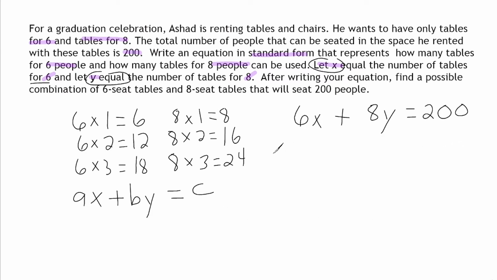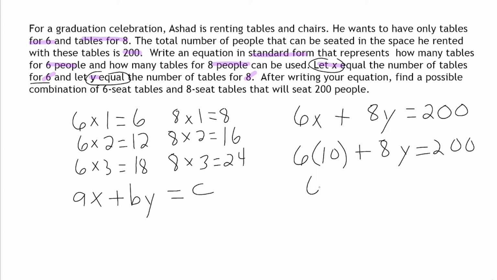All right, now we are tasked with trying to figure out how many 6-seated tables we can have and 8-seated tables we can have that would total 200. And one strategy that you can use here is just guess and check. For example, let's say we just wanted to see what y would be if x was equal to, I'm just going to say 10 tables, and see what happens. So what we would have to do after picking a random number of tables to plug in for x is solve for y.